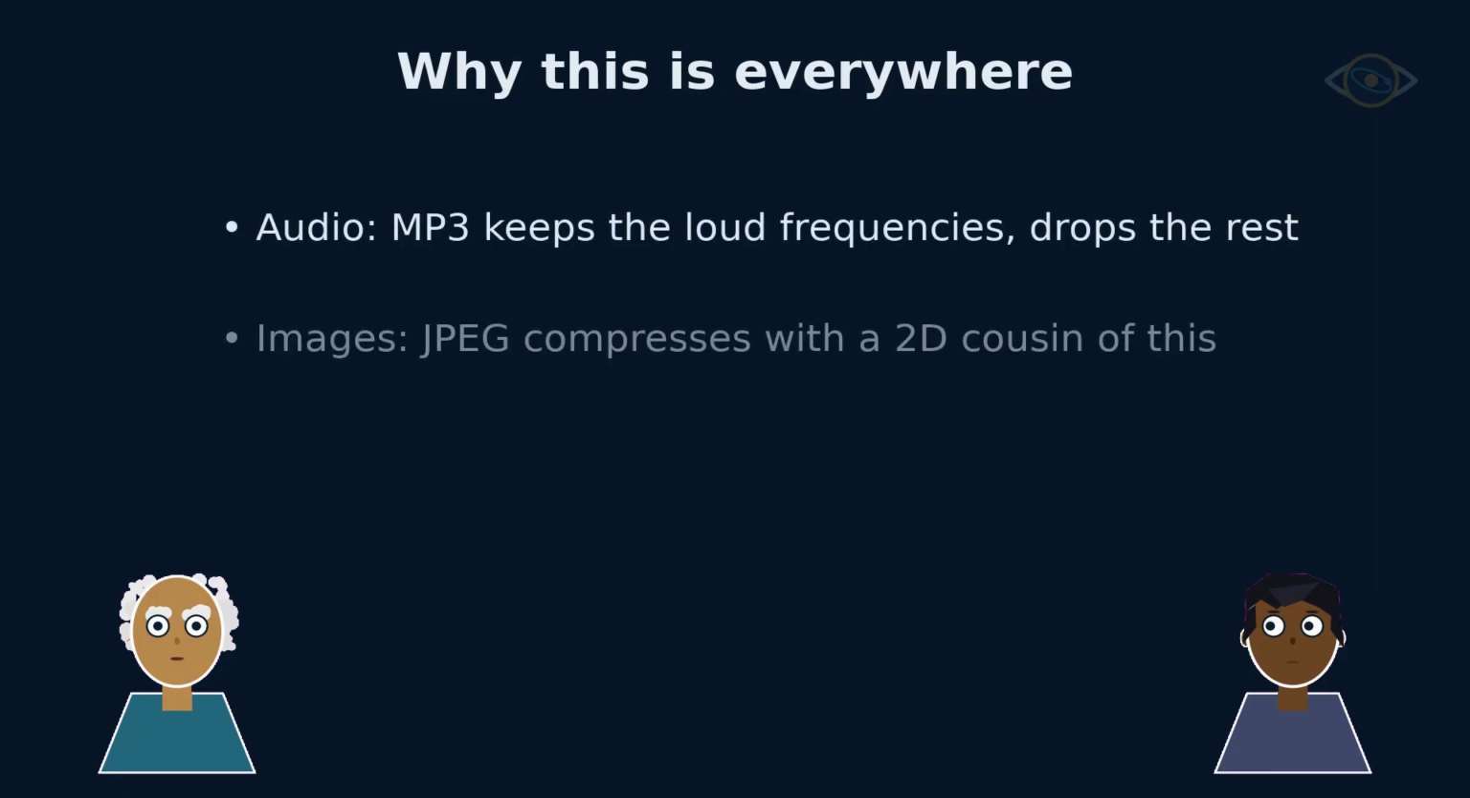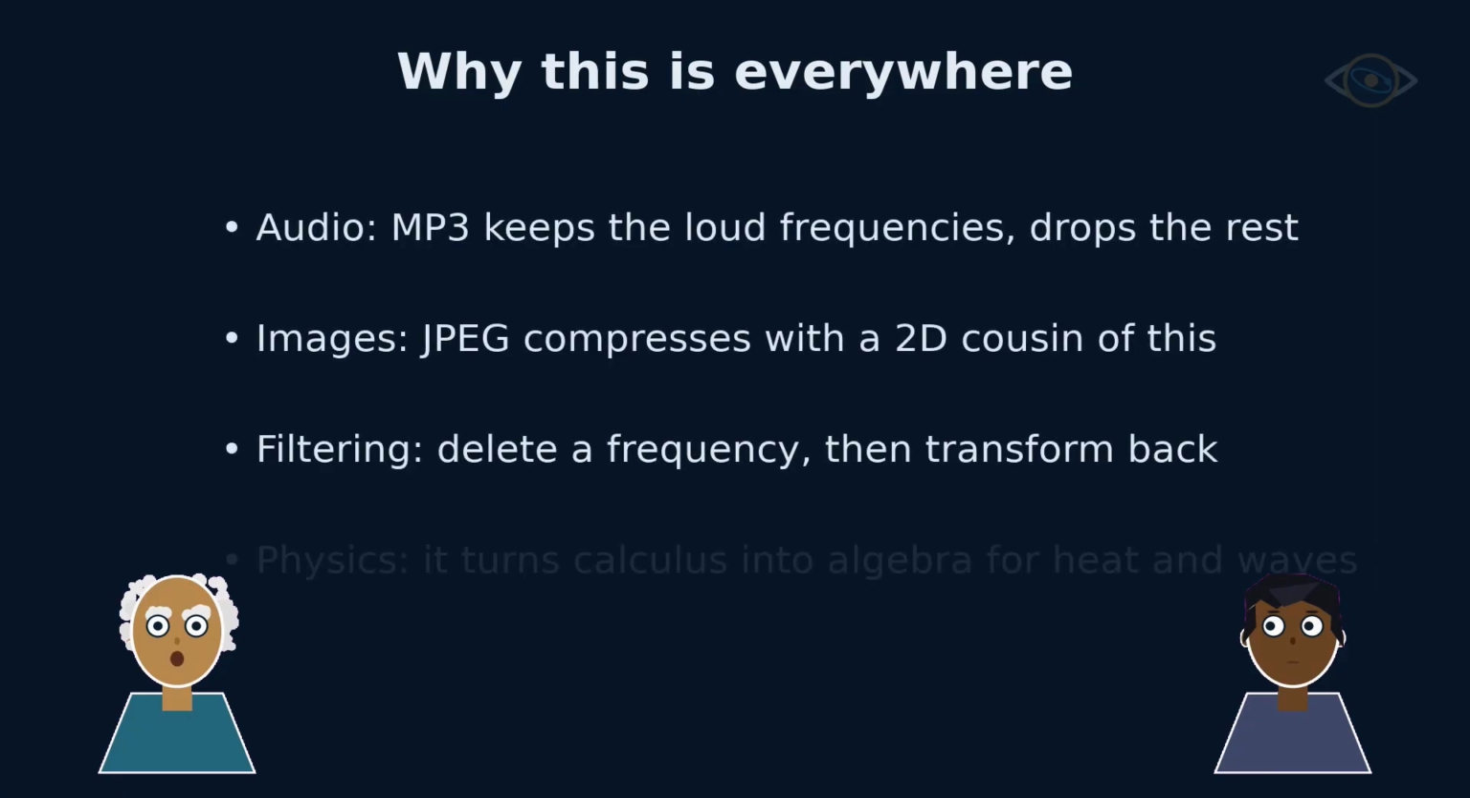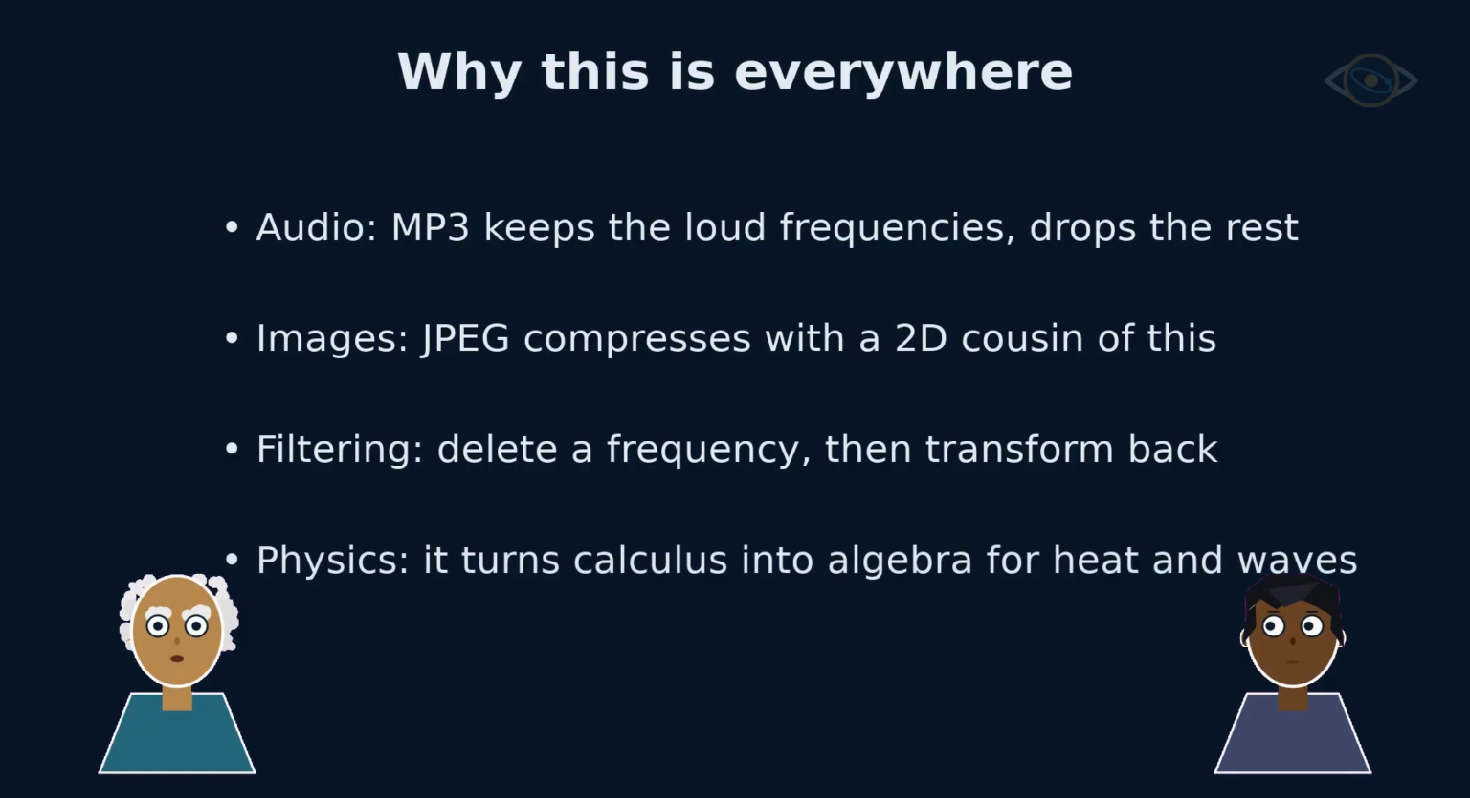Once you can move between time and frequency, doors open everywhere. MP3 audio keeps the frequencies you can hear and discards the rest. JPEG does the same for images. And to remove a hum or hiss, you just slide over to the frequency view, delete that peak, and transform back. And in physics, it turns hard calculus on waves and heat into simple algebra, which, fittingly, is exactly why Fourier invented it.